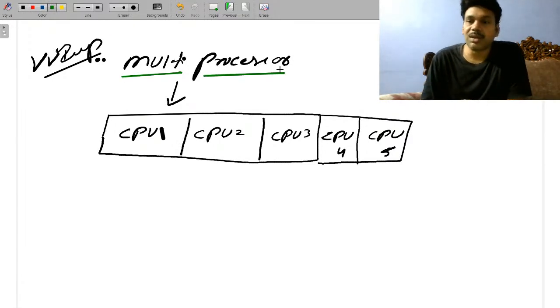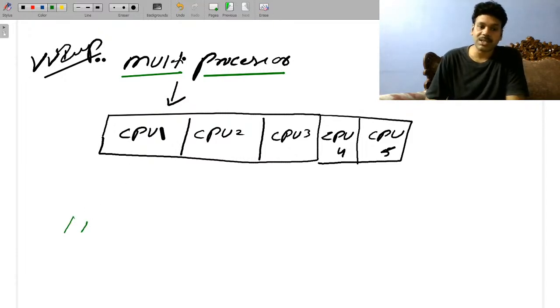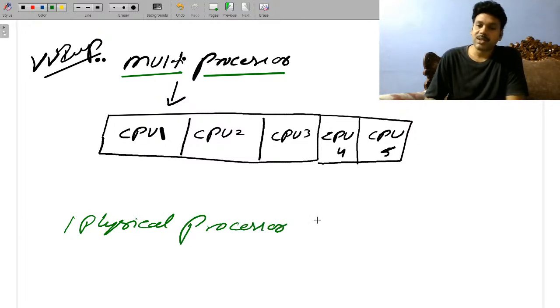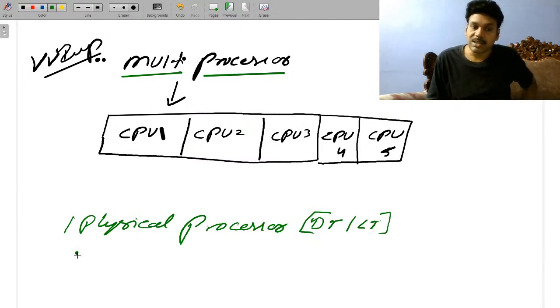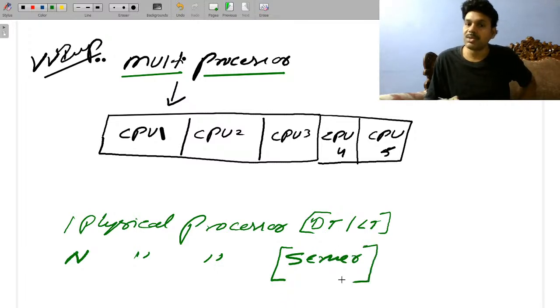So many people know that we are running with only one physical processor. Please understand, one physical processor, as far as desktops and laptops are concerned. But as far as servers are concerned, there are n physical processors. Google servers, Yahoo servers, YouTube servers, they are all having n physical processors.